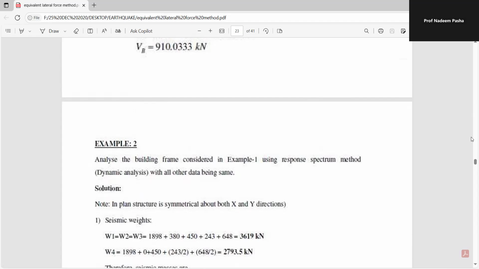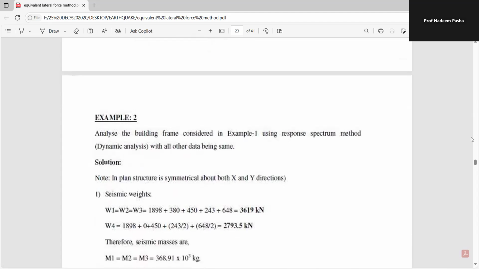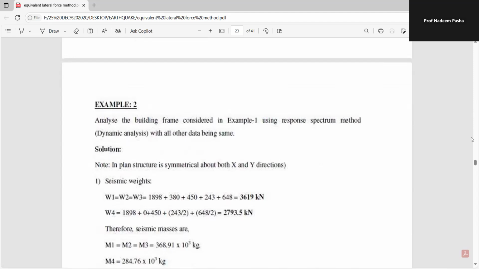The response spectrum method or dynamic analysis we are doing. In plan, the structure is symmetrical about both x and y axis. So the seismic weight will be W1 = W2 = W3 = 1898 + 380 + 450 + 243 + 648. So it comes out to be 3619 kilonewton.